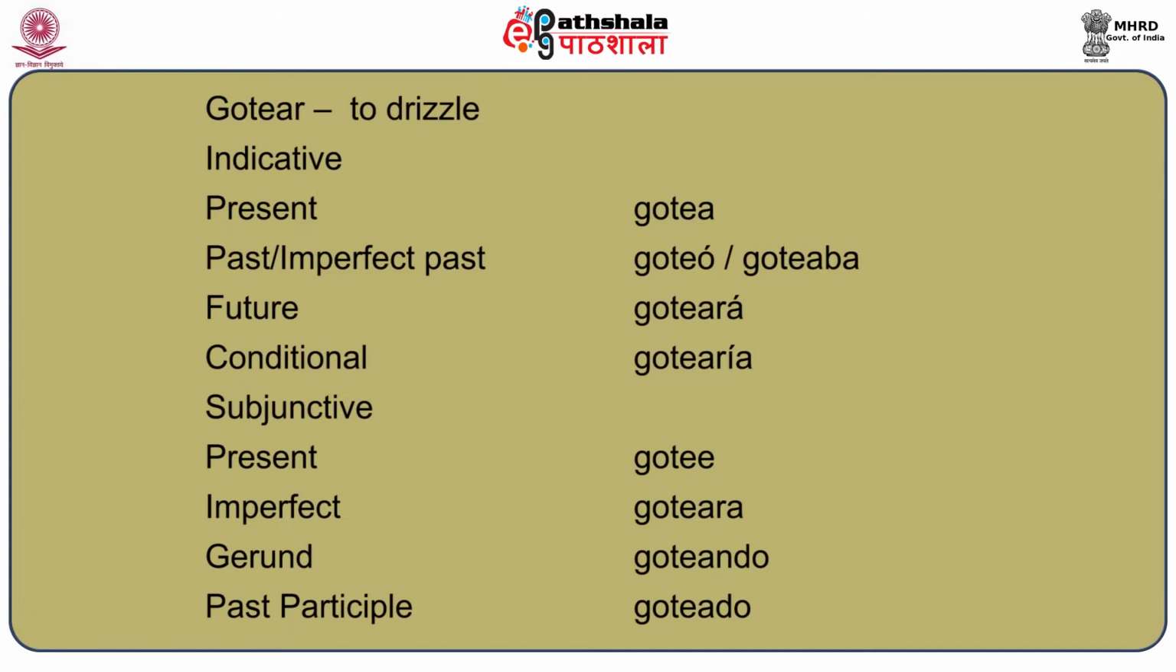The next verb related to the atmosphere or weather is gotear, which means to drizzle. The indicative forms are present, gotea; preterite, goteó; the imperfect past, goteaba; future is goteará; conditional is gotearía. The subjunctive forms are as follows. The present subjunctive is gotee, imperfect subjunctive is goteara, the gerund form is goteando, and the past participle goteado.